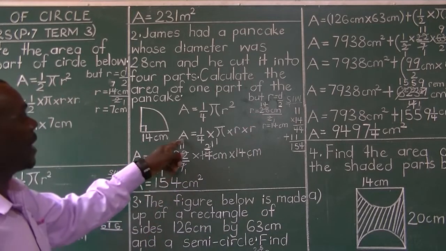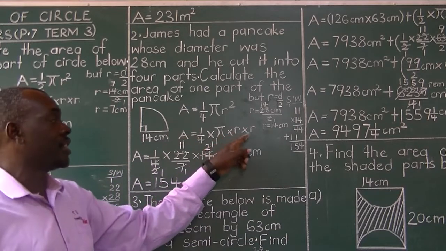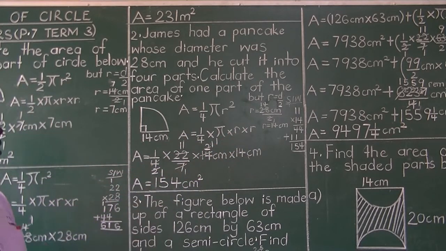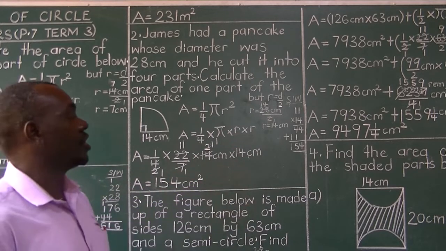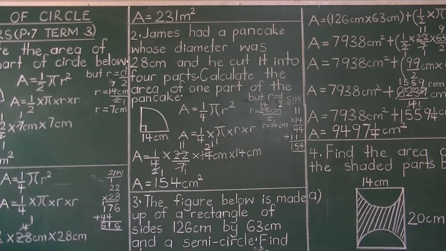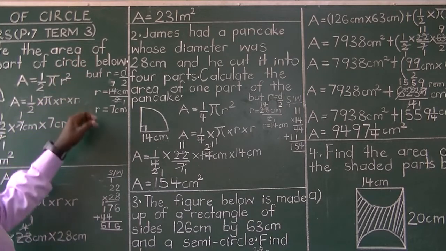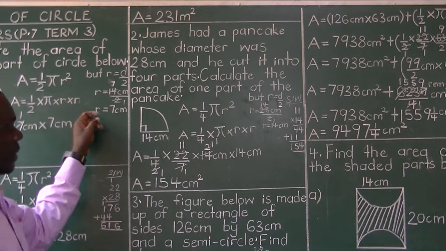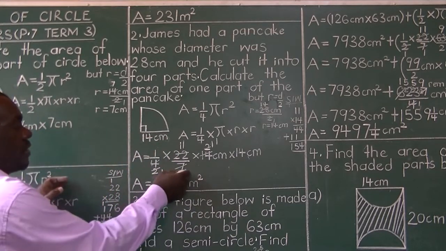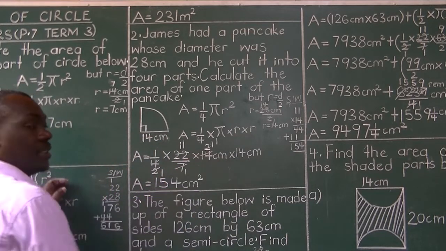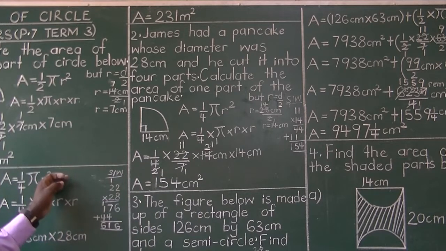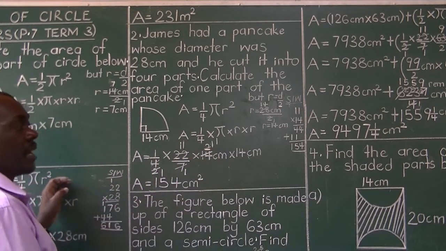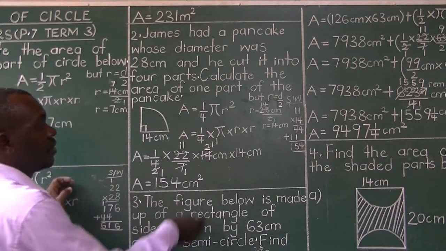And now you expand: area equals a quarter times pi times radius times radius. Then area equals a quarter times 22 over 7 times 14 centimeters times 14 centimeters. You are then obliged to divide. You divide by 2: 4 divided by 2 get 2, 22 divided by 2 get 11. 7 divided by 7 is 1, and then 14 divided by 7 you get a 2.